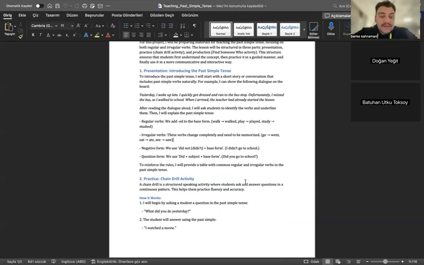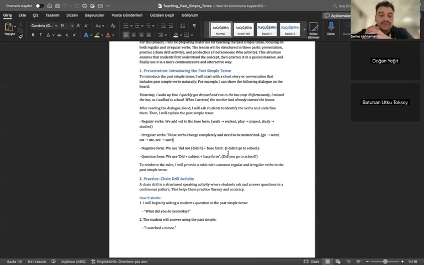And we have the negative and question forms. We also need to explain those to the students. We use did not, so didn't, and the base form. For the question form, we use did, the subject and the base form. For example, for the negative, I didn't go to school. For the question form, we use: did you go to school?